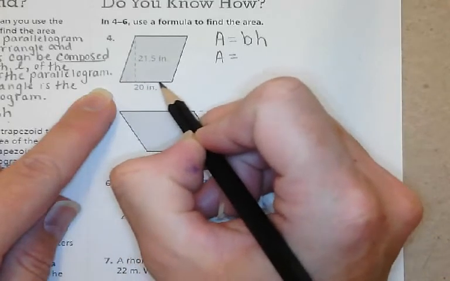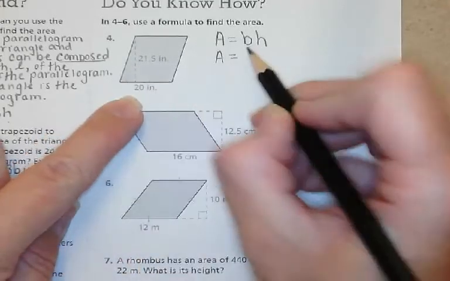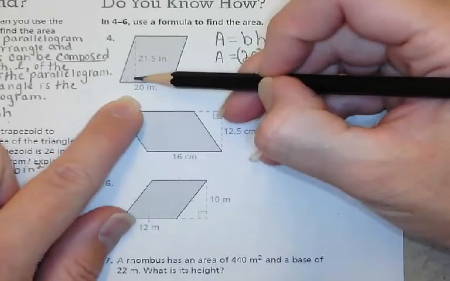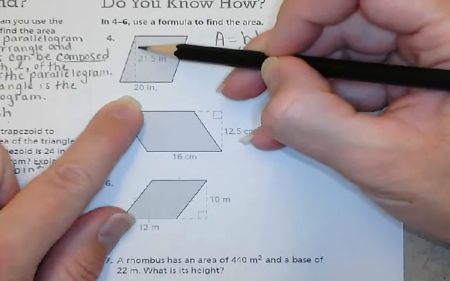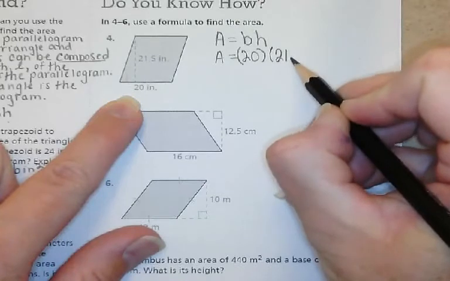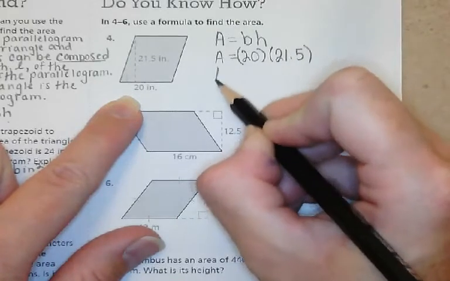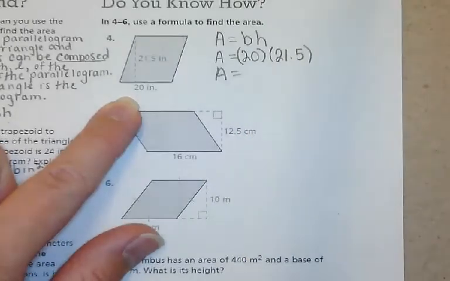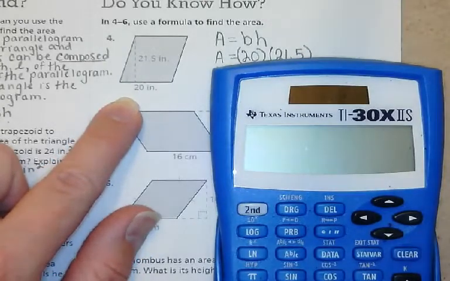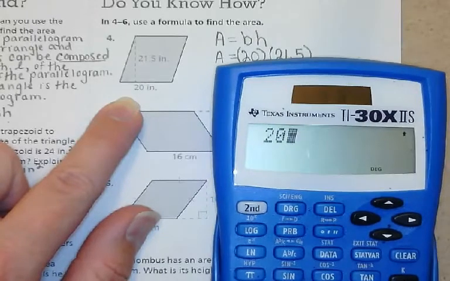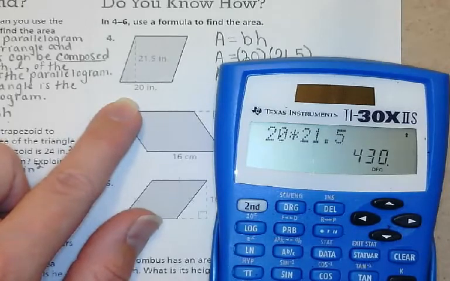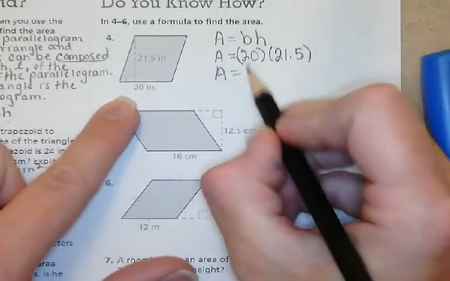So the base on a trapezoid would be where the height, the dashed line, runs perpendicular. Okay, so down here, this is the base, the 20. And then the height is showing you where the line is. So 21 and a half. And then you just simply multiply those 2 numbers together. We have 20 times 21 and a half, and we get 430.